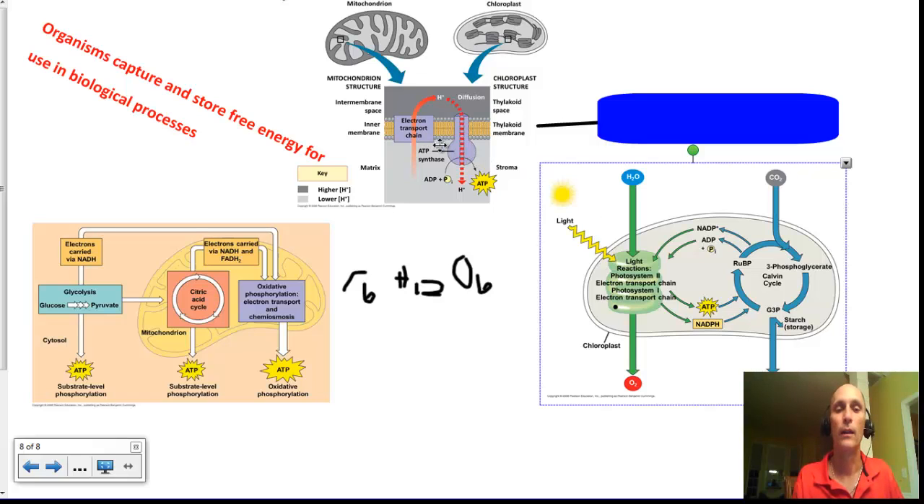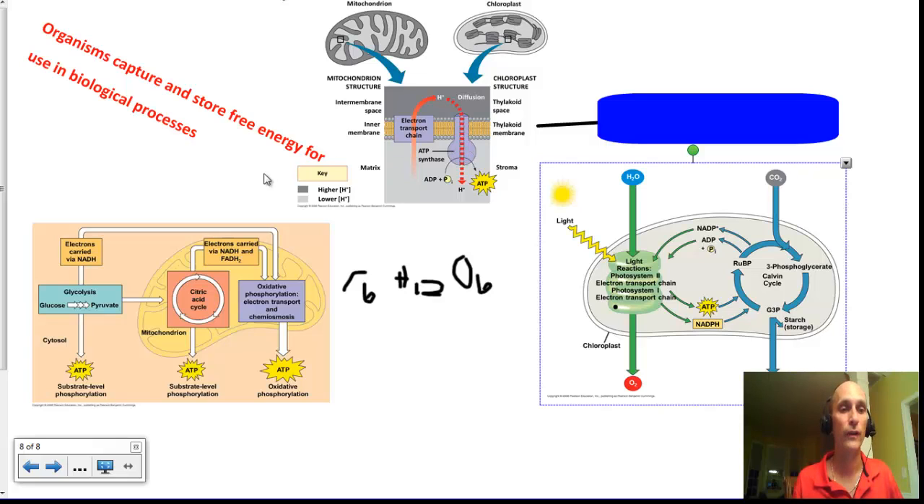So the energy of these reactions is going to be, again, transferred to this electron transport chain, and then that is going to be used to pump protons from the stroma to the thylakoid space, and then from the thylakoid space we're going to pump back out here. So we have the same process going on in 2 different organelles.